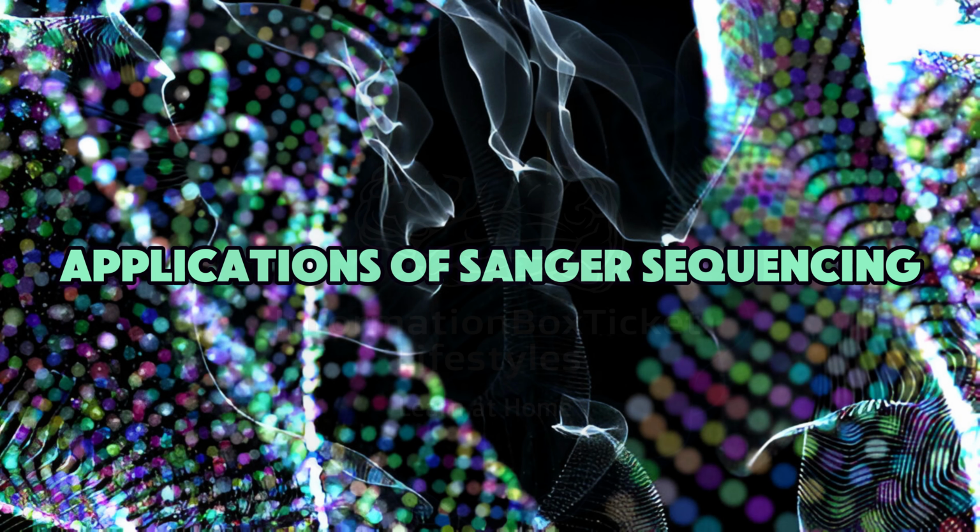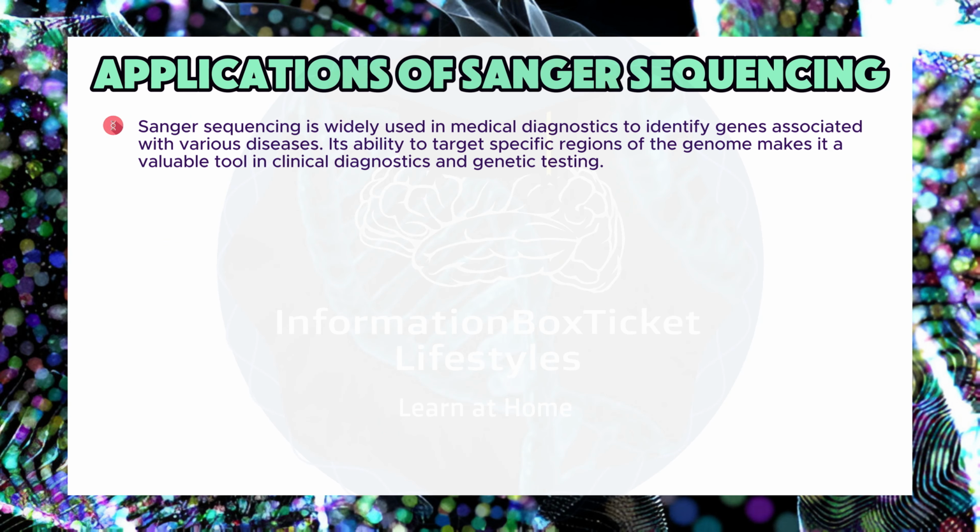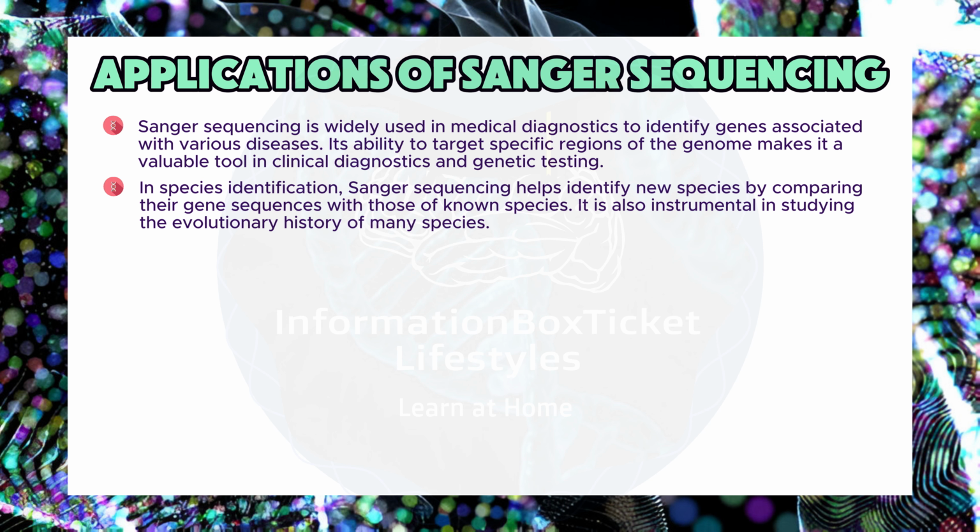Applications of Sanger sequencing. Sanger sequencing is widely used in medical diagnostics to identify genes associated with various diseases. Its ability to target specific regions of the genome makes it a valuable tool in clinical diagnostics and genetic testing. In species identification, Sanger sequencing helps identify new species by comparing their gene sequences with those of known species. It is also instrumental in studying the evolutionary history of many species.